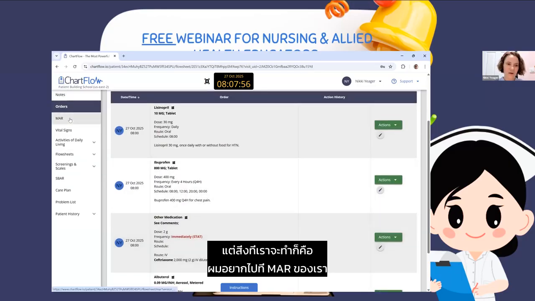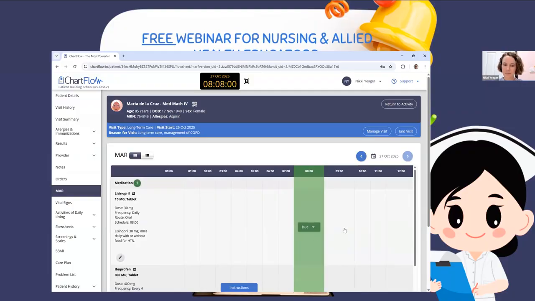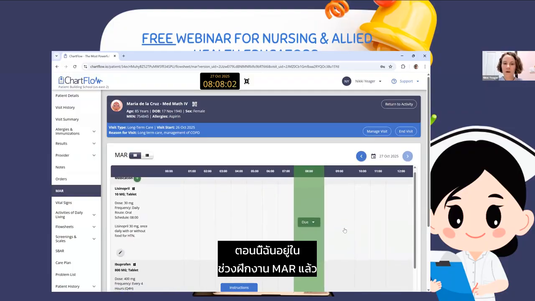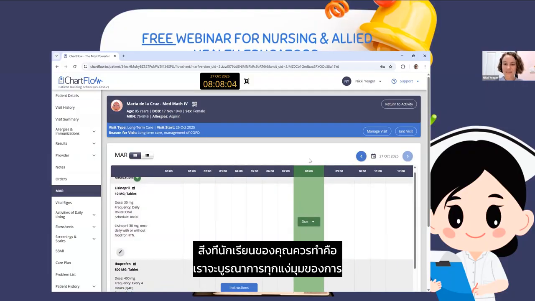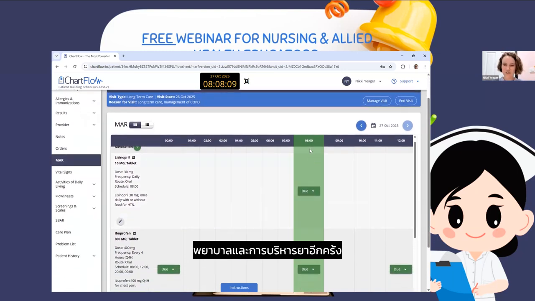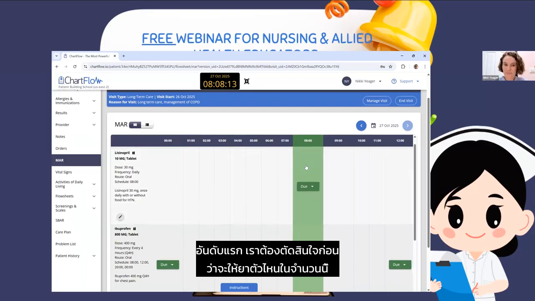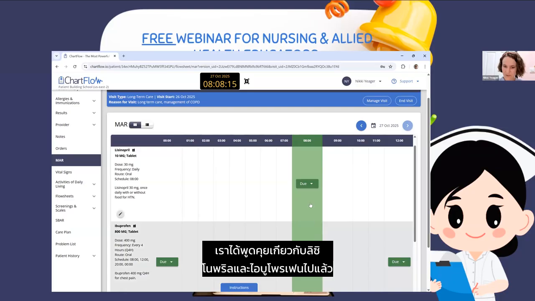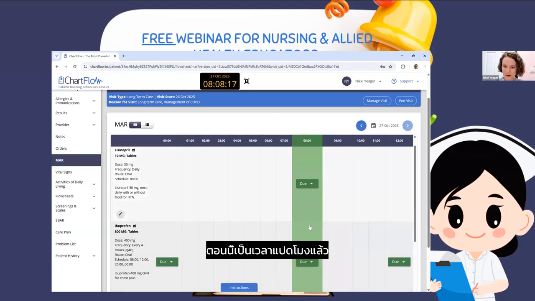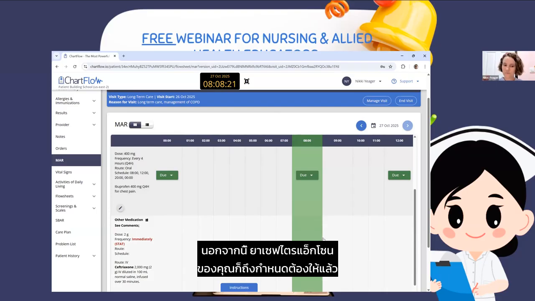What we're going to do though, is I want to go to our MAR. I don't want to deal with the order section right now. I'm in my MAR now. What your students should do is, again, we're going to incorporate all aspects of nursing and medication administration. First, we have to decide which of these medications we are giving. We already talked about lisinopril and ibuprofen. We see it's 8 o'clock right now. Both of those are due, and also your ceftriaxone is due because it's ordered stat. So we need to give that.